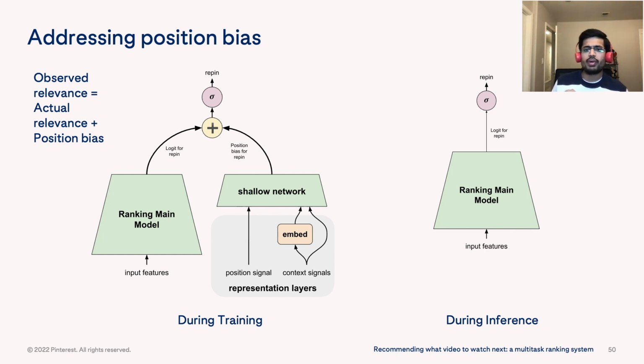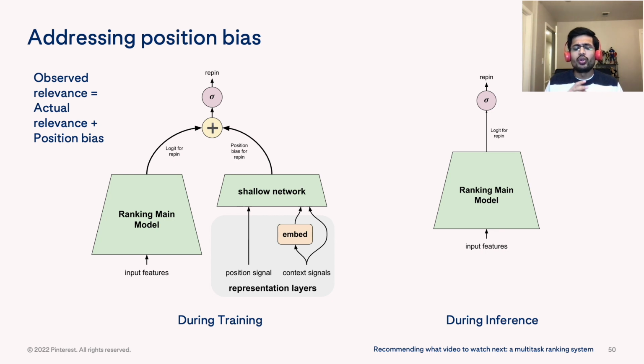Now, to address this bias, we note that the observed utility or the relevance in the training data can be divided into two components: the actual relevance and utility of the content, which we want to model through our ranking model, and the position bias in the model. So earlier, when we have nothing and we just train our ranking model on this observed utility, we are fitting the model to predict the observed utility and not the actual utility, which is different due to the bias there.